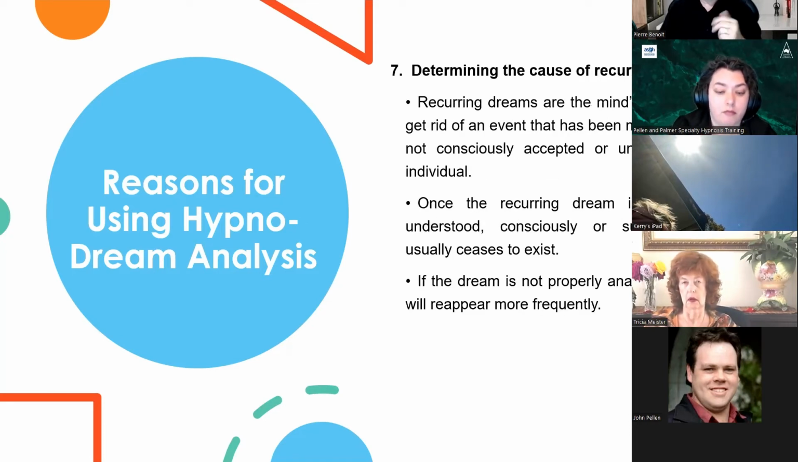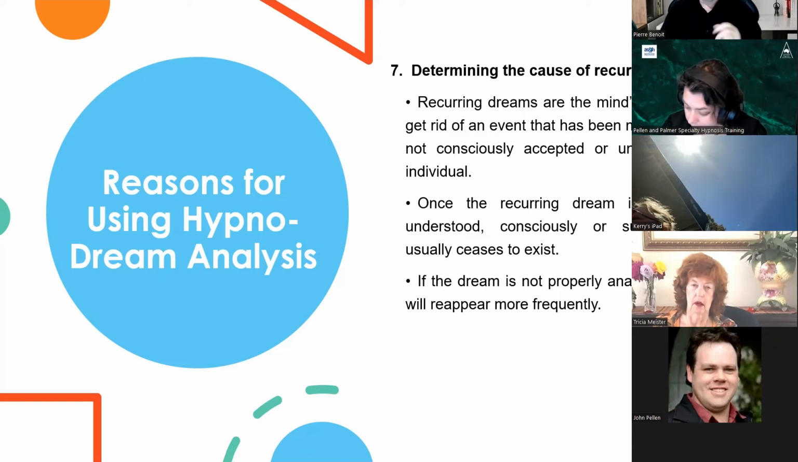Another reason is to determine the cause of recurring dreams. Recurring dreams are the mind's way of trying to get rid of an event that has been misinterpreted and not consciously accepted or understood by the individual. Once the recurring dream is analyzed and understood consciously or subconsciously, it usually ceases to exist. But if the dream is not properly analyzed, however, it will reappear more frequently.